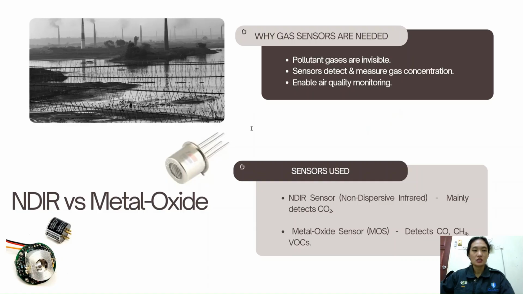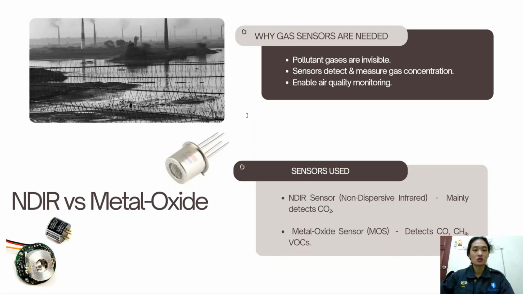Air pollution sensors play an important role in detecting and monitoring harmful gases in the air. Why are gas sensors needed? Because pollutant gases are invisible, sensors can detect and measure the gas concentration, thus enabling air quality monitoring. These sensors provide real-time data that can be used by governments, industries, and environmental agencies to control emissions and ensure public safety.